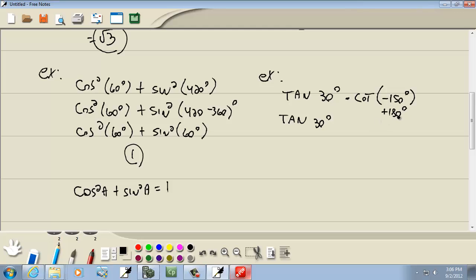We don't have to do the 360, we can go less. So I'm going to go ahead and add 180 degrees to that one. And we end up with cotangent of 30 degrees. Now, one of our properties says that cotangent is equal to 1 over tangent. So I can rewrite that as 1 over tangent 30 degrees. And when I do that, the tangent 30 degrees will cancel there. And our answer is 1. And that's actually the end of that problem type.